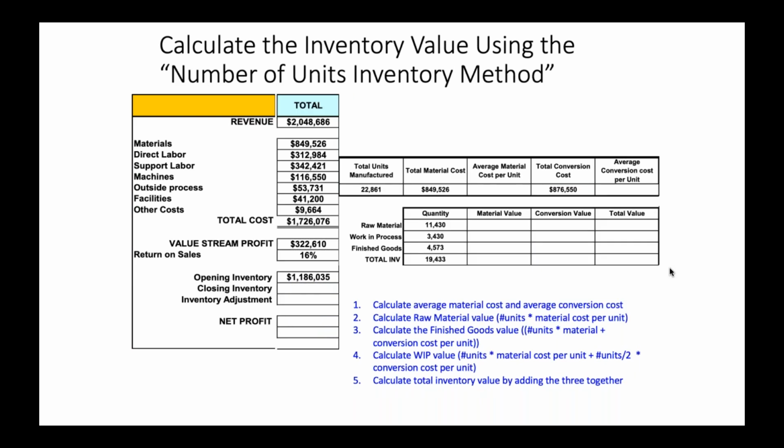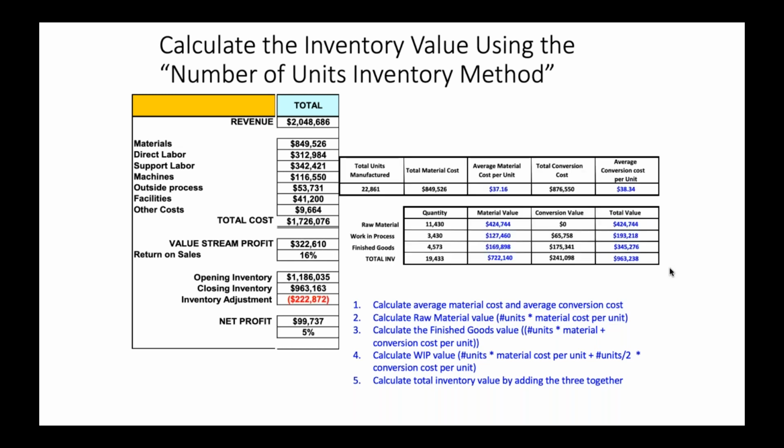Another method is based on units. So here we have the same value stream income statement, same costs that we're trying to capitalize. We have 22,861 units manufactured. So we can get a cost per unit for material of $37.16 and conversion cost per unit of $38.24, and then it's simply doing the math, knowing what the quantity is of raw materials, work in process, and finished goods. You can see we get to the $963,000. Same. We get to the same value of inventory, just using a different ratio.